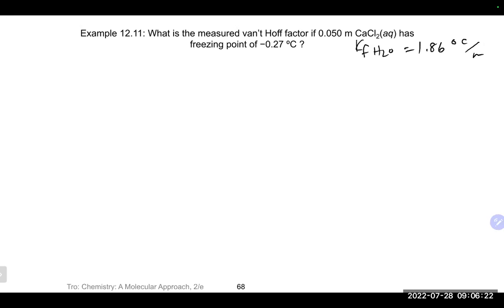Okay, let's take a look here and see. So we're doing freezing point, so it's going to be the change in our freezing point temperature. And in this case, it is calcium chloride, which is ionic. So we would incorporate the van't Hoff factor into it, which would be the i, our Kf, and our molality. And in this particular case, we do have the freezing point temperature of minus 0.27 degrees.